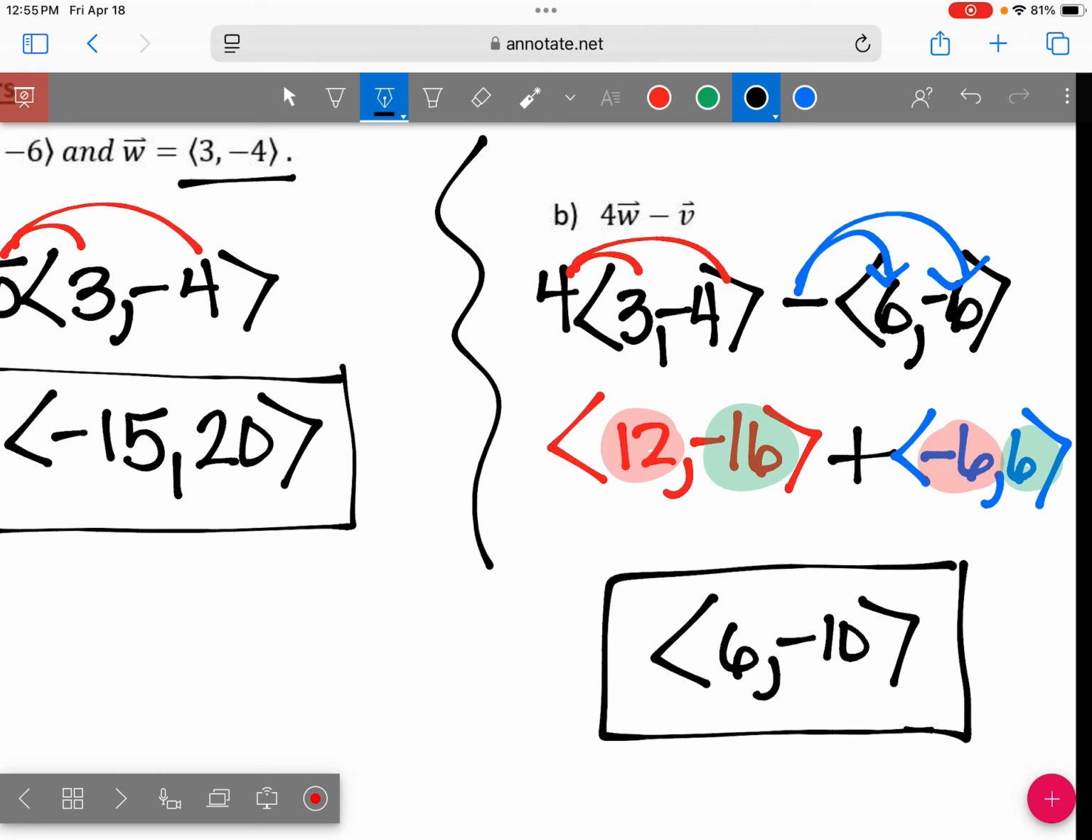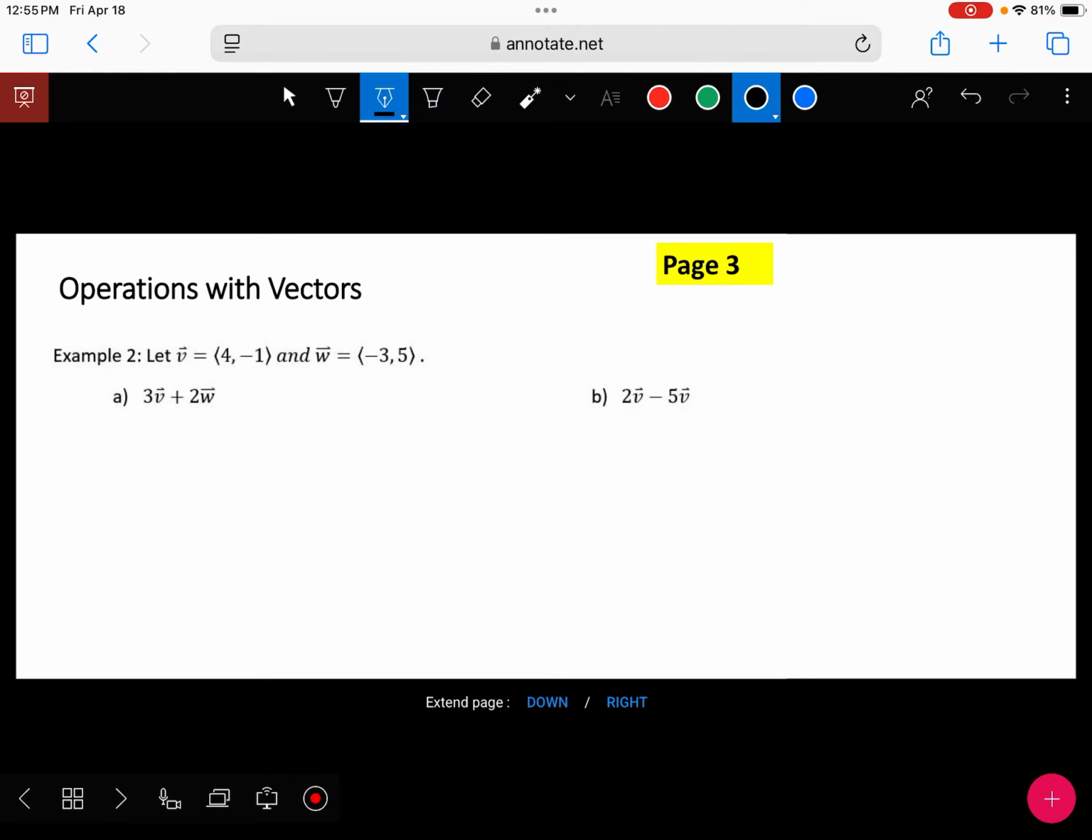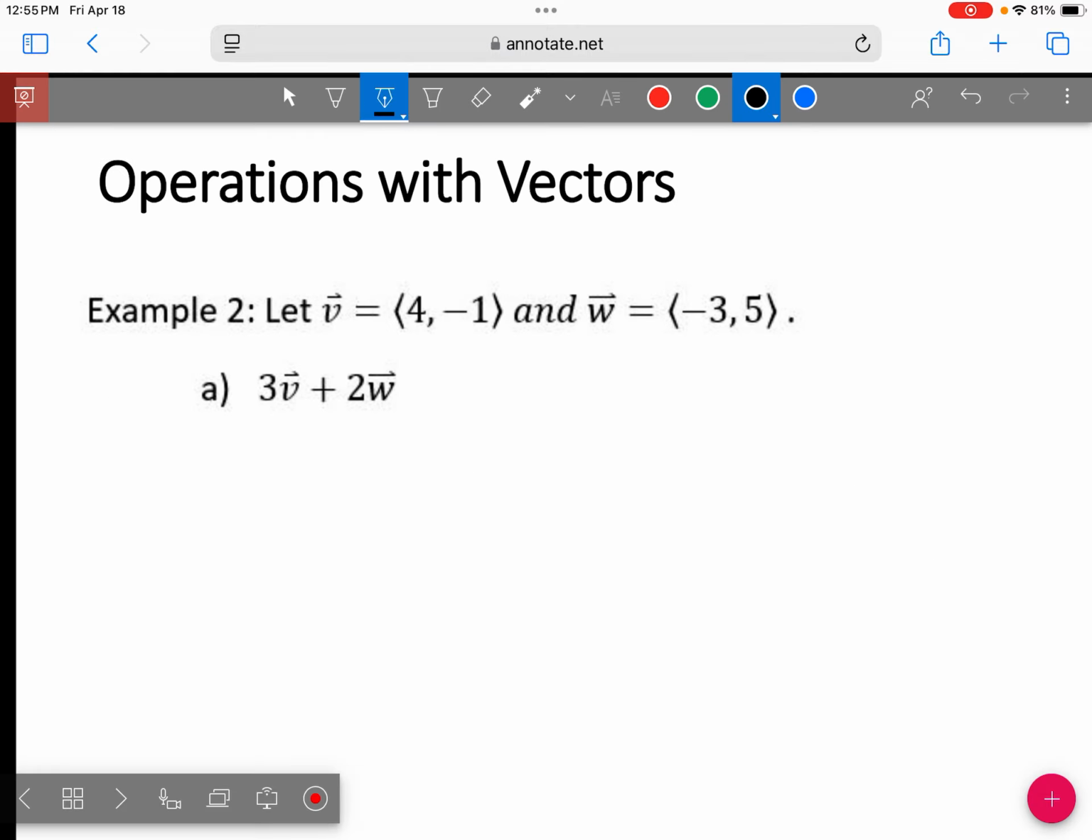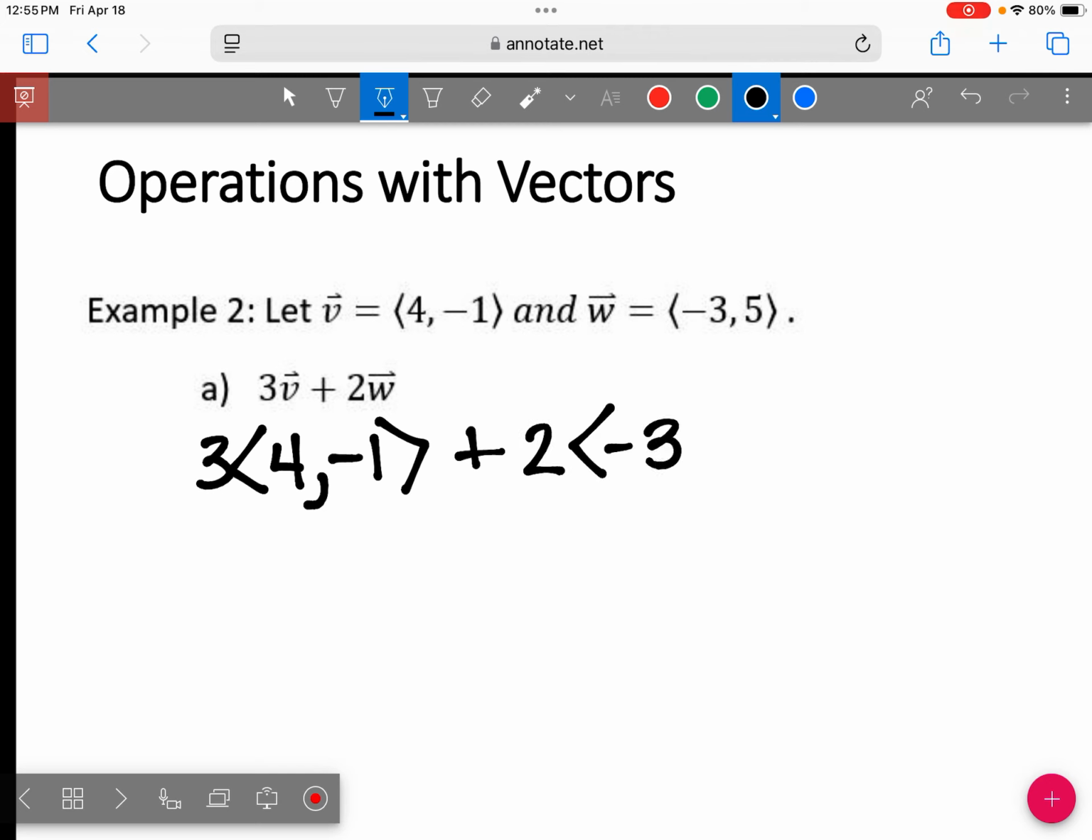All right, now let's look at example 2. We have two new vectors. Now we have vector V, which has a horizontal component of 4 and a vertical component of -1. And vector W has a horizontal component of -3 and a vertical component of 5. So what I'm going to do is take vector V and multiply it by 3, and then plus 2 times vector W.